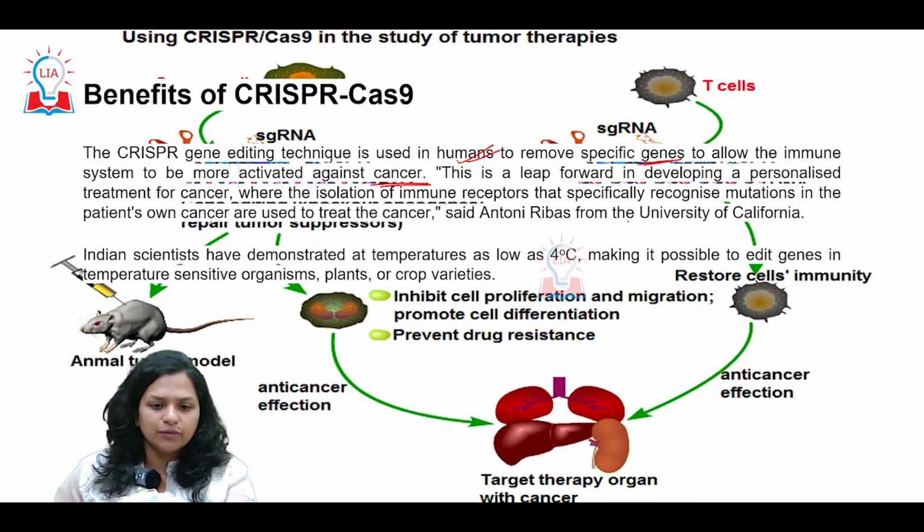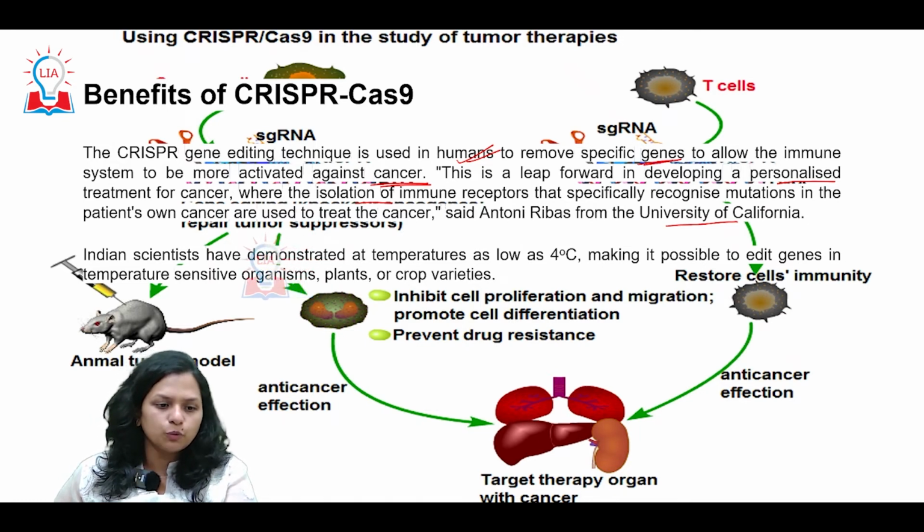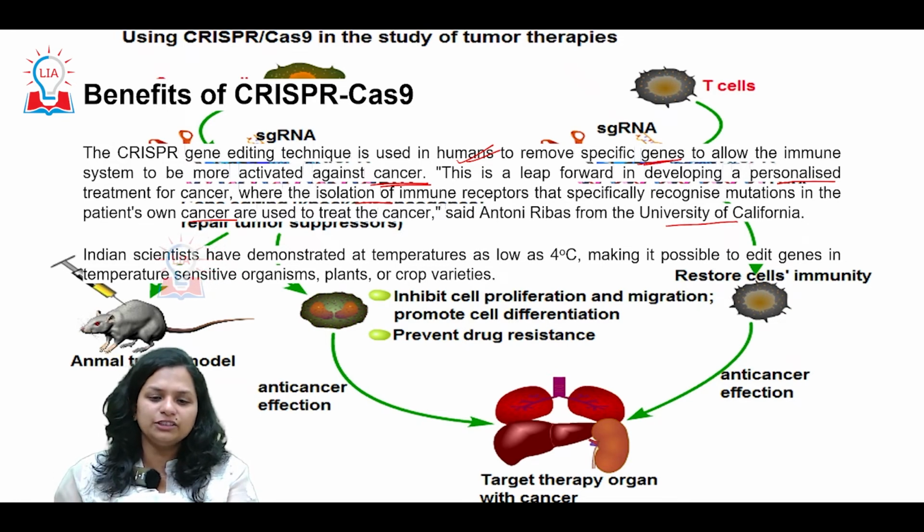In fact, we have someone from the University of California commenting that this is a leap forward in developing a much more personalized treatment for cancer, whereby the isolation of immune receptors that specifically recognize mutations in the patient's own cancer are used to treat the cancer, right? So using the mutations in the patient's own cancer to treat the cancer is a kind of personalized treatment for cancer, and that's very novel.